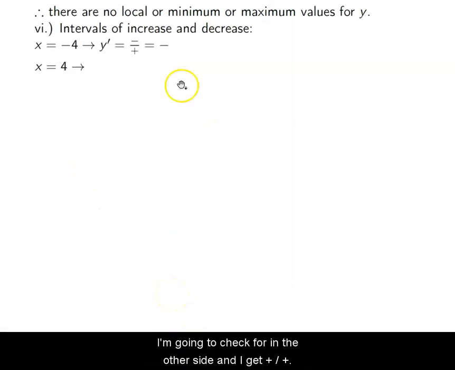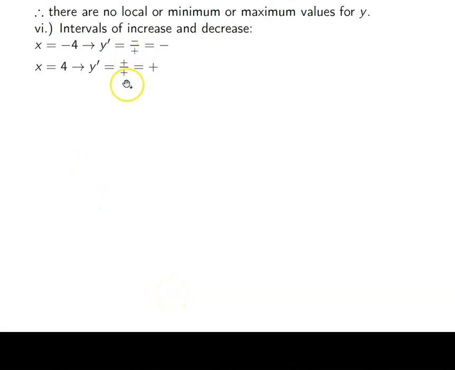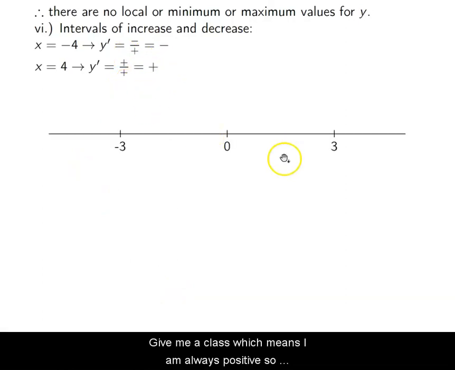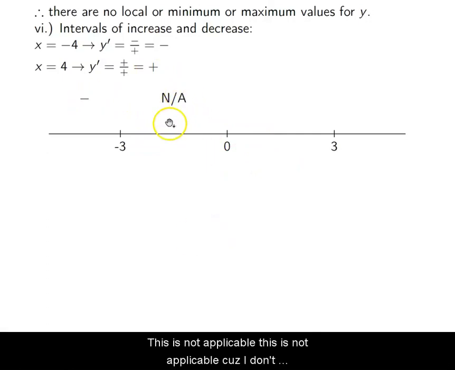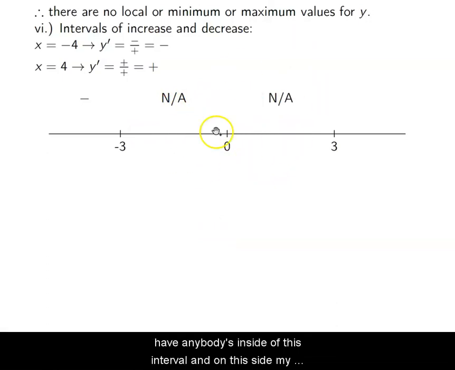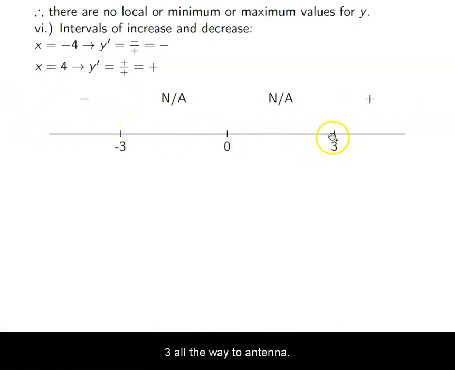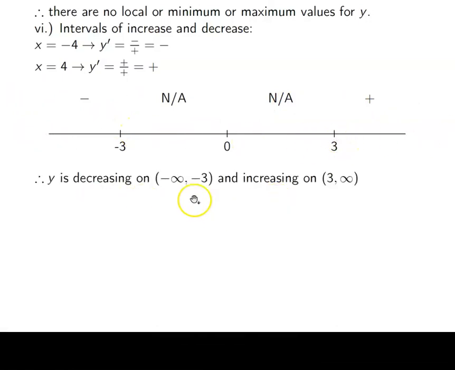Okay, I'm going to check 4 on the other side, and I get plus over plus, which gives me plus, which means I am always positive. So checking my signs, I got a negative here. This is not applicable because I don't have any values inside of this interval. And on this side, my first derivative is positive. So I'm decreasing from negative infinity all the way up to this point, and I'm increasing from 3 all the way to infinity here, right? So those are my intervals of increase and decrease based on the first derivative.